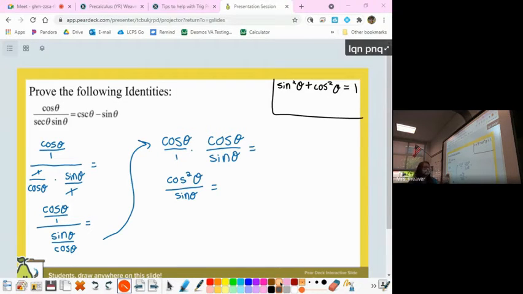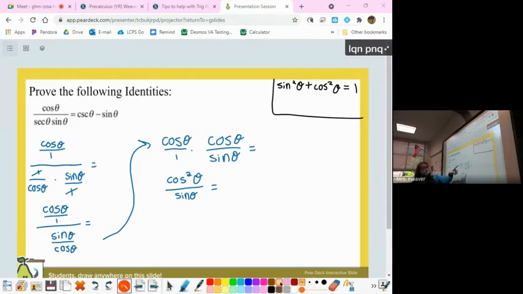Okay, she's got cosine squared theta over sine theta, and this is where she started thinking about her Pythagorean identities. Remember, on this left side, we're starting with a single term. And I say that because terms are separated by addition and subtraction signs. So there are no addition and subtraction signs here. So this is one term. But we've got to get it to 2 terms. We've got to introduce a minus sign.